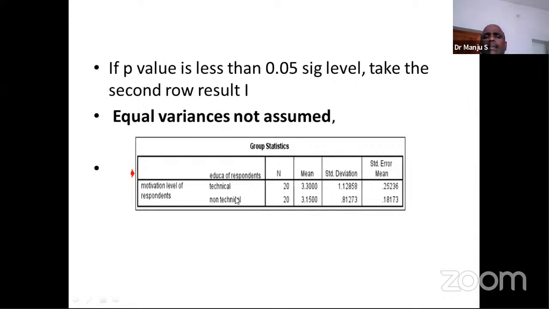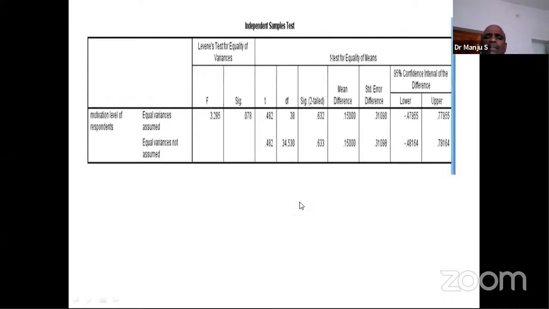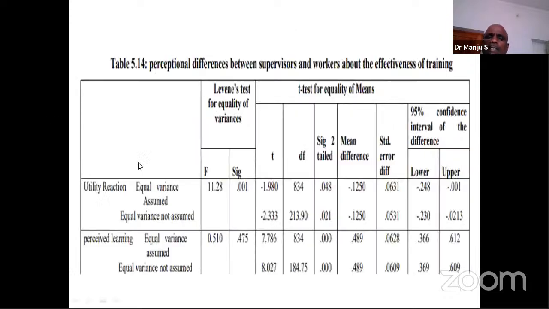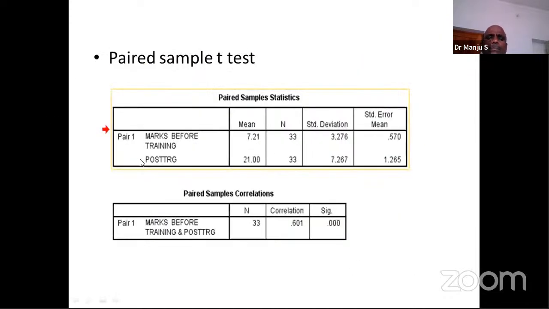As I said, you get a mean value here. You can see this mean value 3.30, for example, for a technical group and a non-technical group. So 3.30 is the group statistics we get when we apply this, and for non-technical, let us say 3.15. So when we get this kind of result, we first have to decide whether we should go for the first row or the second row.